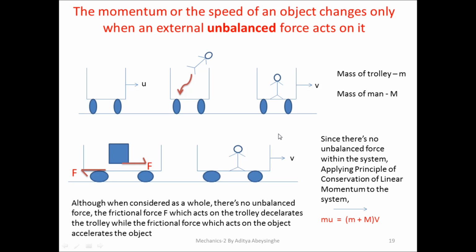Although, when considered as a whole, there is no unbalanced force, the frictional force which acts on the trolley decelerates the trolley, while the frictional force that acts on this man accelerates him. So you can say that m u is equal to (M plus m) times v, because the total frictional force is 0, right? So the total net force is 0. So you can apply the conservation of linear momentum to find the final velocity. The final velocity will be equal to the mass of the trolley multiplied by the initial velocity of the trolley over the mass of the man and the trolley combined.